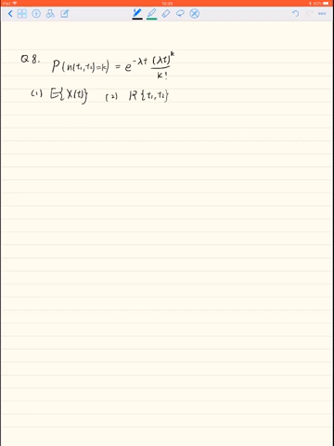Since the Poisson process has the property of summing to 1, we can easily know that the sum from 0 to infinity of e to the power of minus lambda t times (lambda t) to the power of k divided by k factorial should be 1. That is, the sum over k from 0 to infinity of (lambda t) to the power of k divided by k factorial equals e to the power of lambda t.